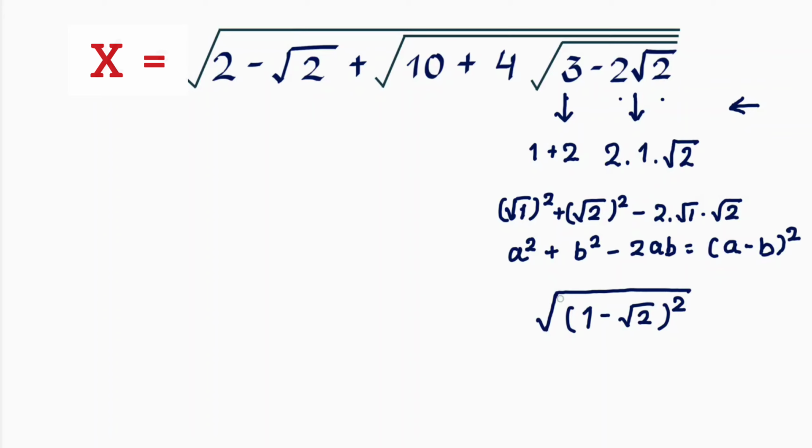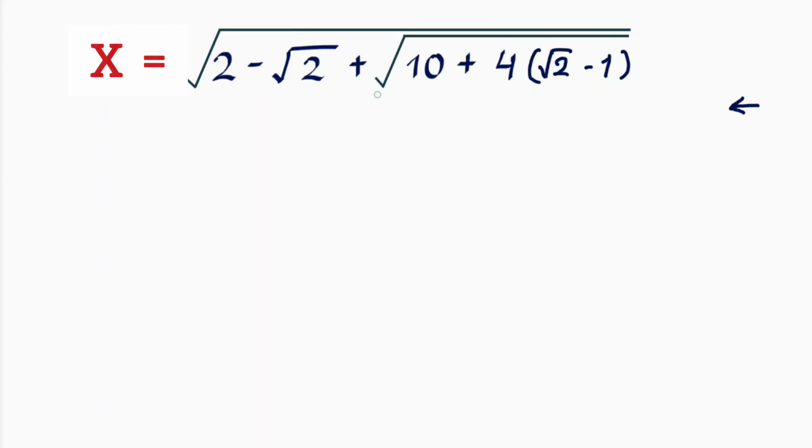The result of any square root should be positive, and square root 2 is greater than 1. So write this value as square root 2 minus 1. Put this value in the equation. Again, from right to left, solve for the innermost square root.